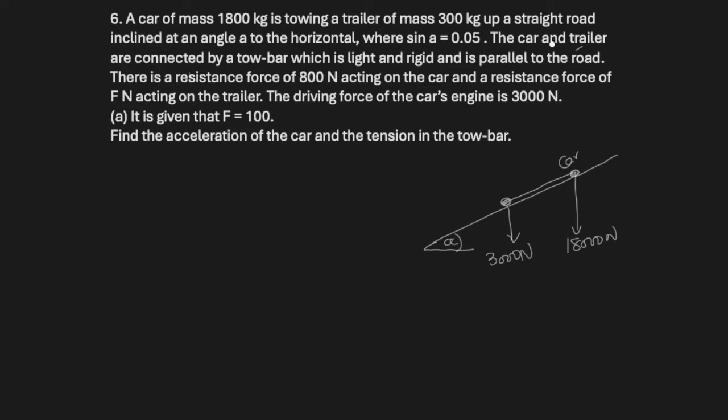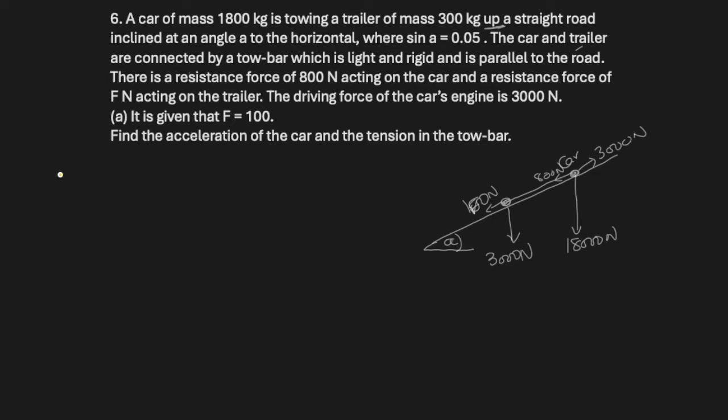Okay, the car and the trailer are connected by a tow bar, parallel to the road. There is a resistance of 800 newtons acting on the car. So there is a resistance of 800 newtons in this direction, and a resistance of F newtons here. So F newtons is working on this trailer. The driving force of the car's engine is 3000 newtons. So the car is going up, right? Up 3000 newtons. It is given that F is 100. So they have given the value 100 newtons for this. Find the acceleration of the car and the tension in the tow bar.